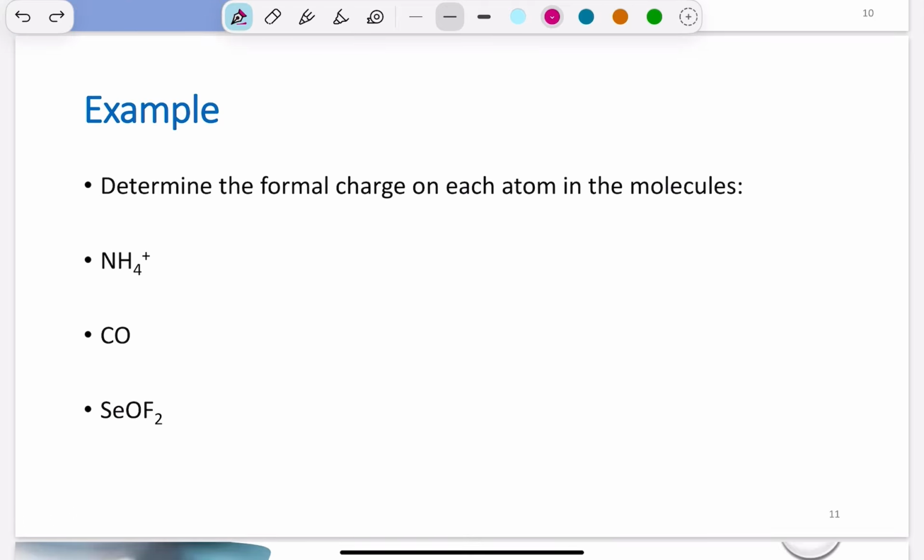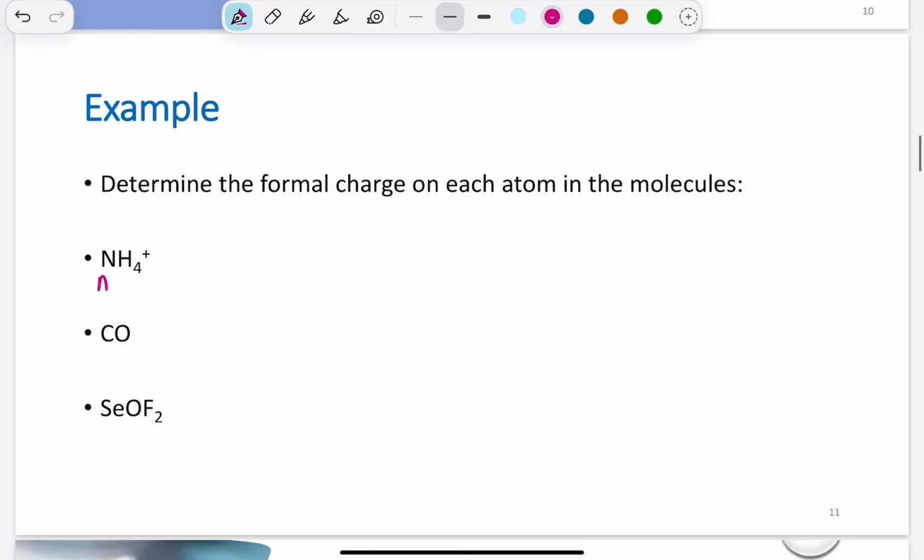So let's determine the formal charge on each atom in these molecules. Well, first, we have to draw them. So NH4 plus, remember that it's called ammonium. It's your ammonium ion, it's polyatomic. Nitrogen has 5 valence electrons. I have 4 hydrogens, each with 1 valence electron. But notice I've got a positive 1 charge here, which means I need to subtract 1 valence electron instead of adding it in. So 5 plus 4 is 9, minus 1 is 8 valence electrons.